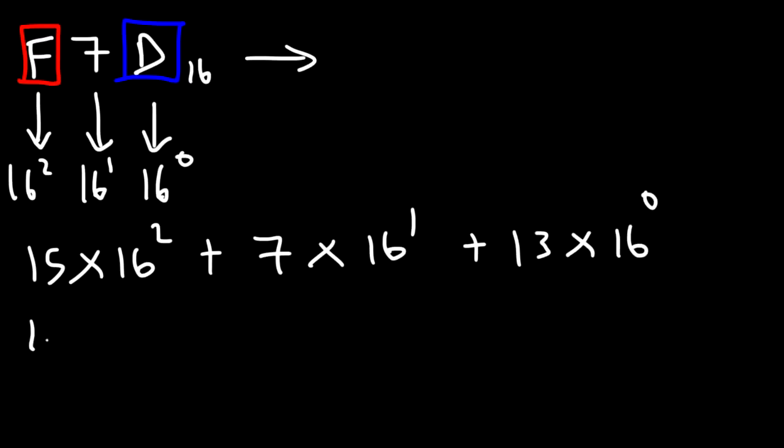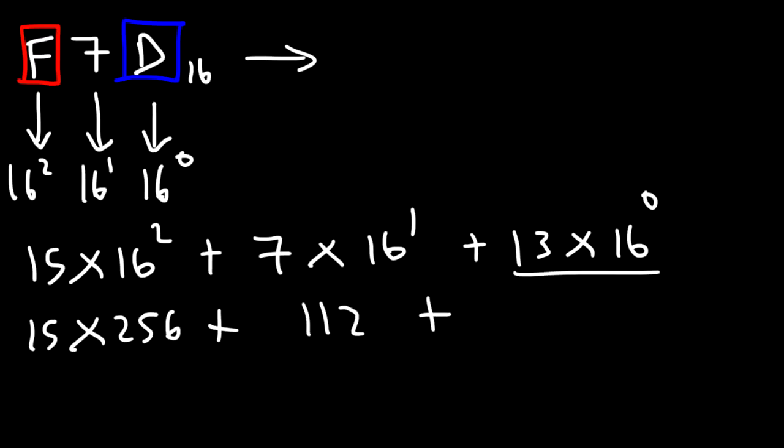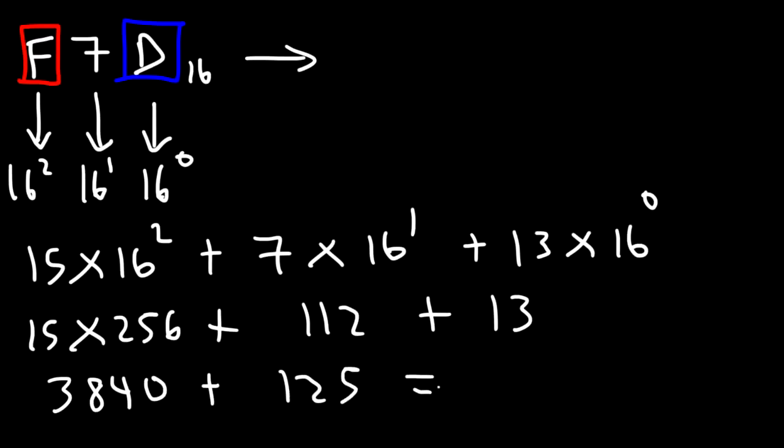Now 16 squared, we know it's 256. And 7 times 16, that's 112. And this is 13 times 1, which is 13. 15 times 256, that's 3,840. And 112 plus 13, that's 125. So if we add 3840 plus 125, that will give us a final answer of 3965 in the base 10 system.